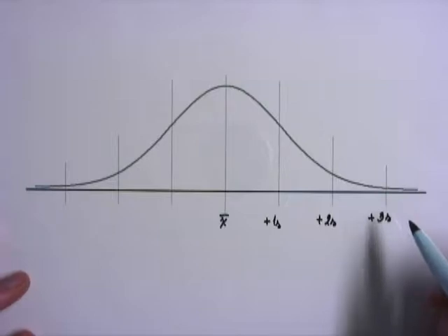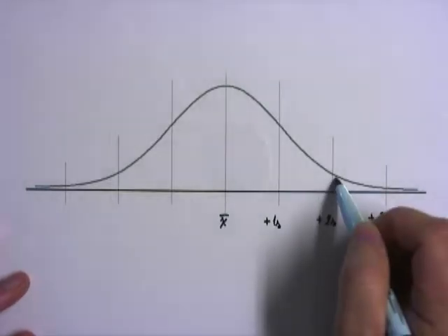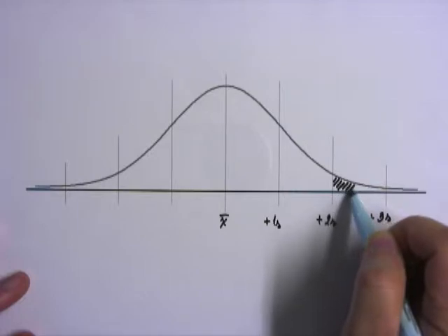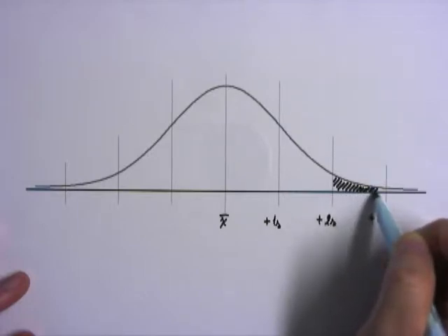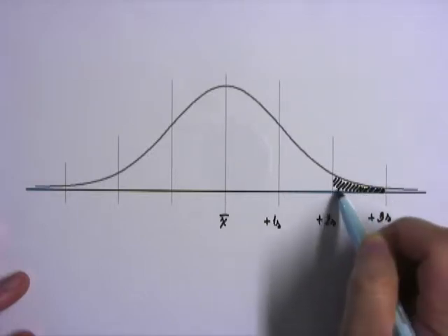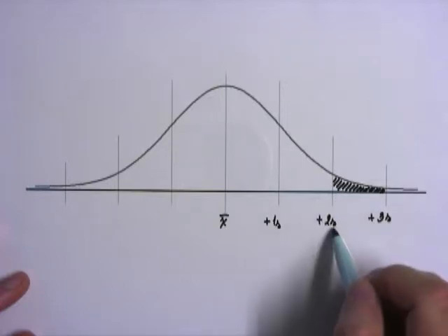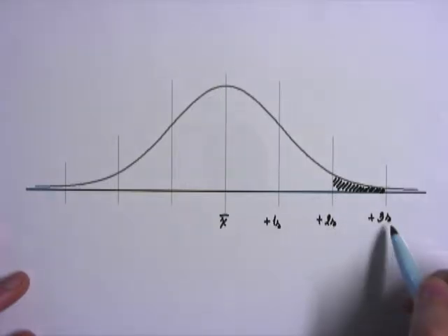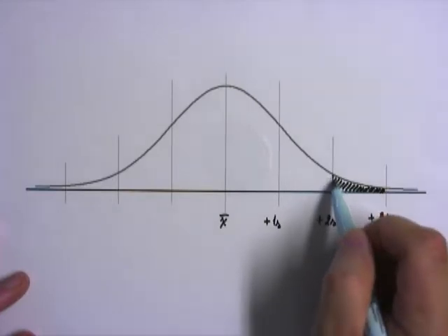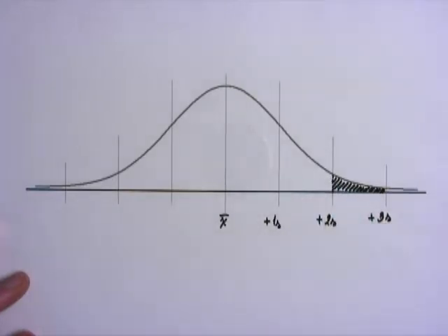And now, using a similar argument, let's try to find out how much area is contained in the interval between 2 standard deviations above up to 3 standard deviations above the mean. So that's the area that I'm shading right there. That's the interval I'm shading right there.